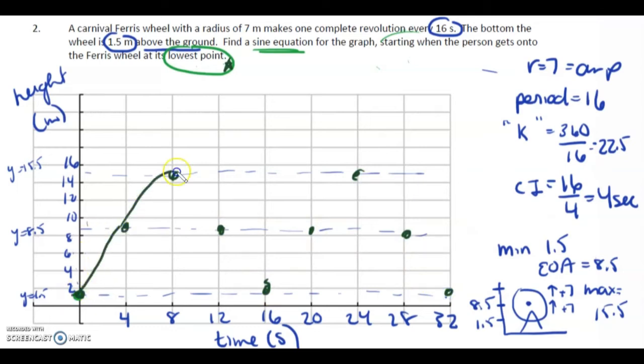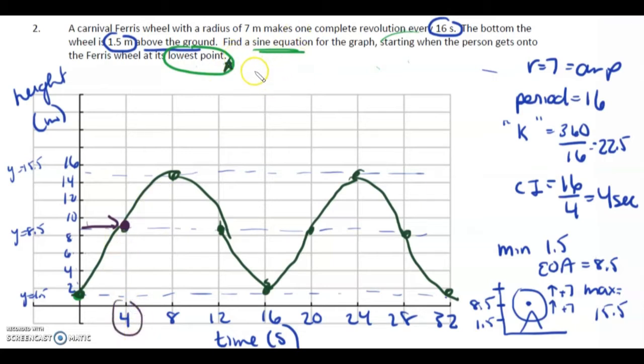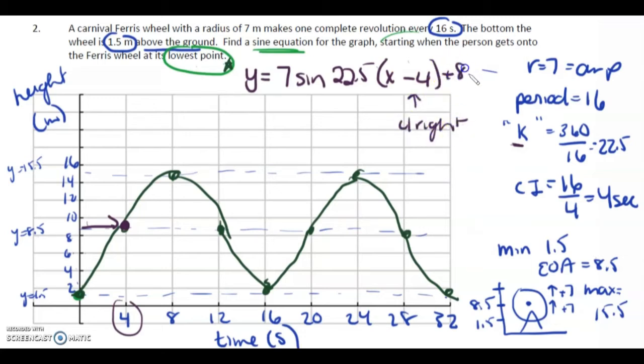So this is our graph. I personally like to do this with a cosine curve. This question asks for a sine curve, so let's do it with sine, and then let's do it with cosine as well. Sine starts right here, so it starts 4 seconds to the right. So we're going to have y equals amplitude sine 22.5, our k value, x minus 4 to the right, and then plus 8.5, which is our equation of axis.